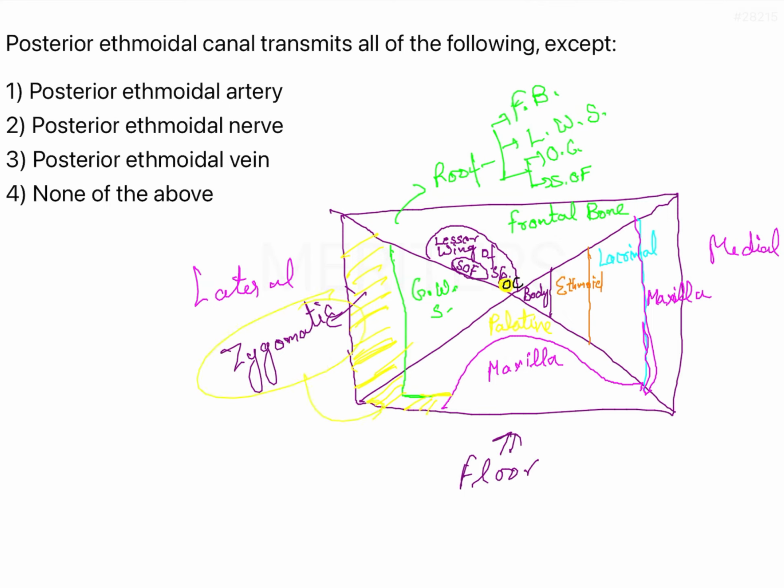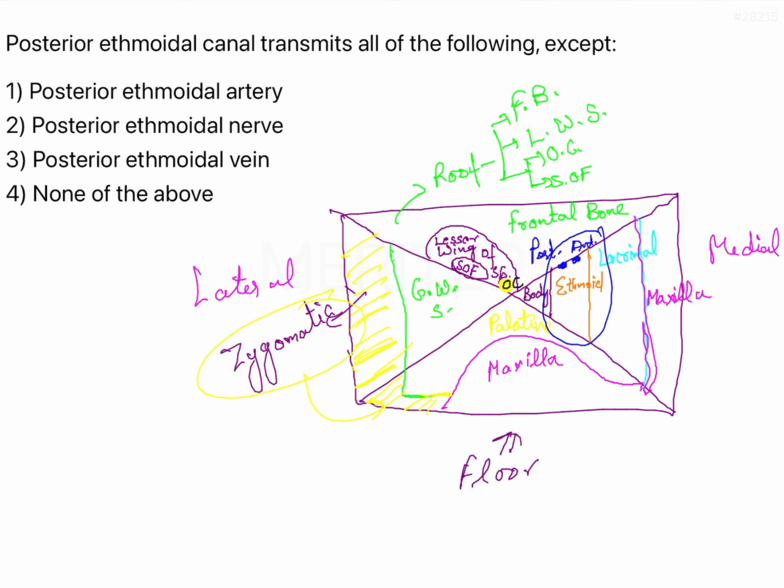Okay, now if you see here, you will be finding that the ethmoid bone is present in the medial wall, right? And this ethmoid bone in the medial wall will be having two canals. Basically these are foramina actually. One will be the anterior and another will be the posterior.